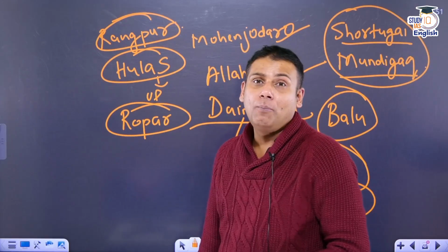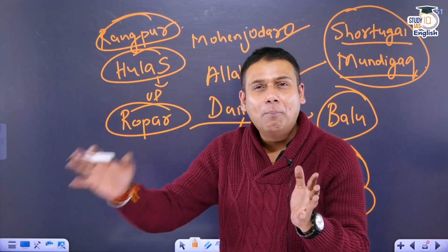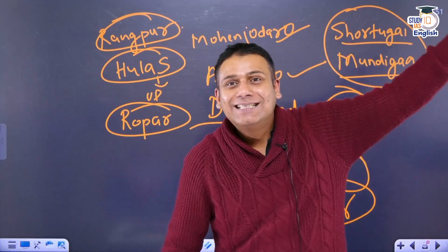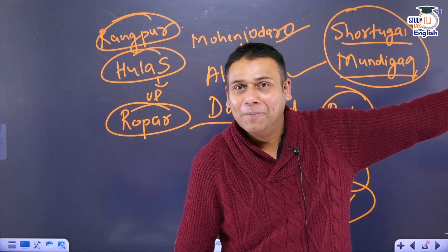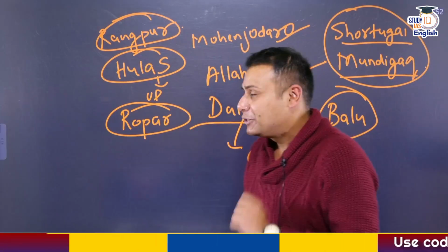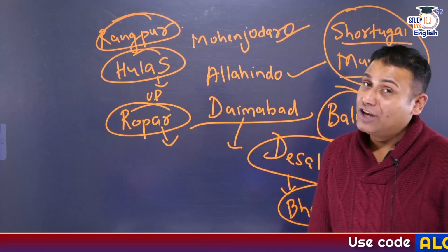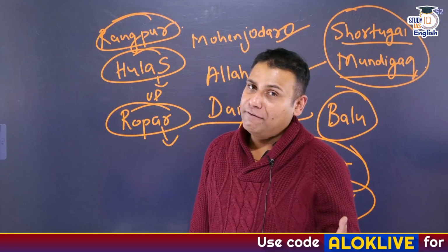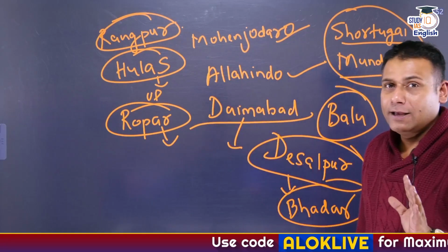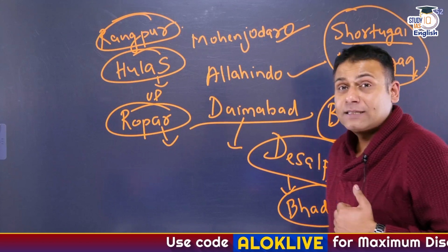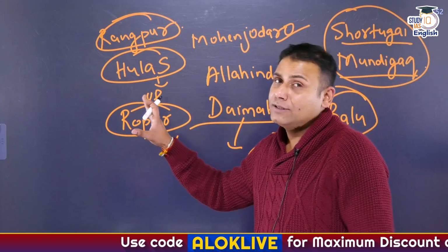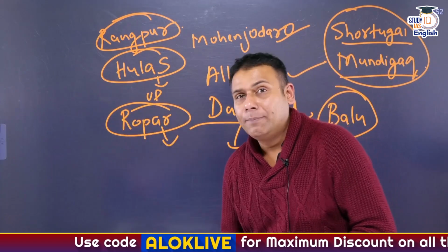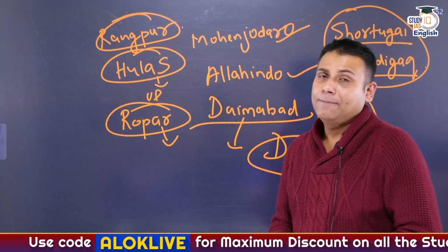A striking feature of Ropar: the master and the dog were both buried in the same grave, same as the Neolithic site of Burzahom, if you remember, guys. So Ropar is located in Punjab, and the master and the dog were both buried in the same grave. Hopefully the points are clear, guys. These are the important sites from the exam perspective that we have discussed.